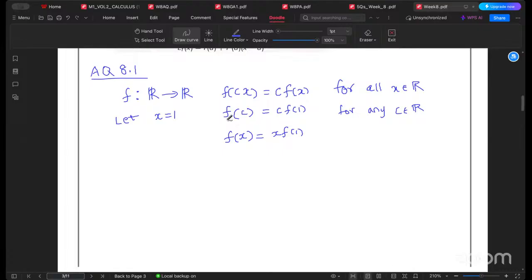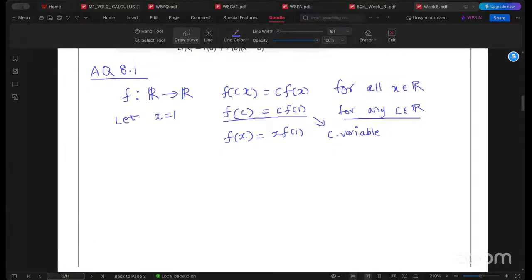Now this is true for any c in R. It means c is just a variable. So if we are having a variable in a function, changing the variable, will it change the property of the function? Yes or no? It will change the name of the variable, it will change the value, but it won't change the property.